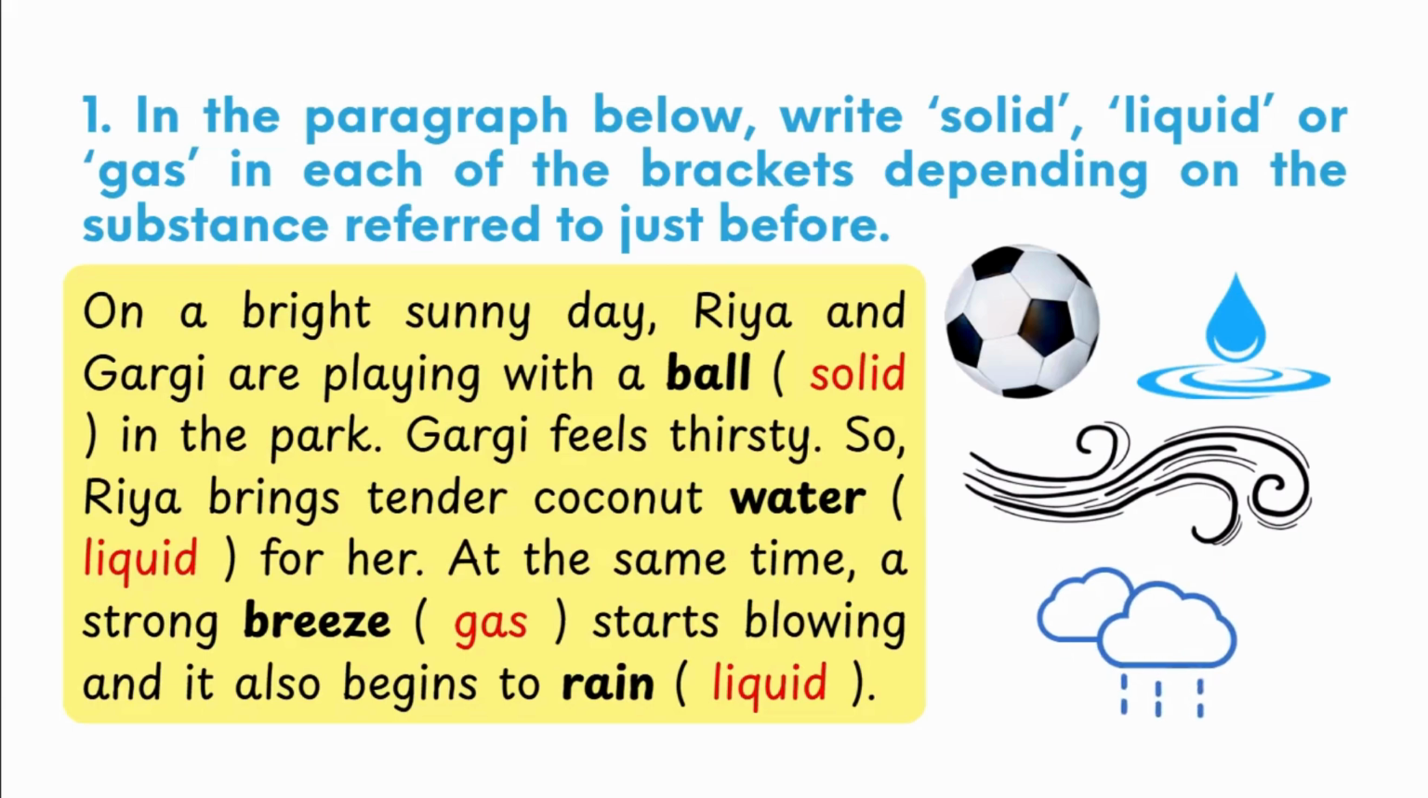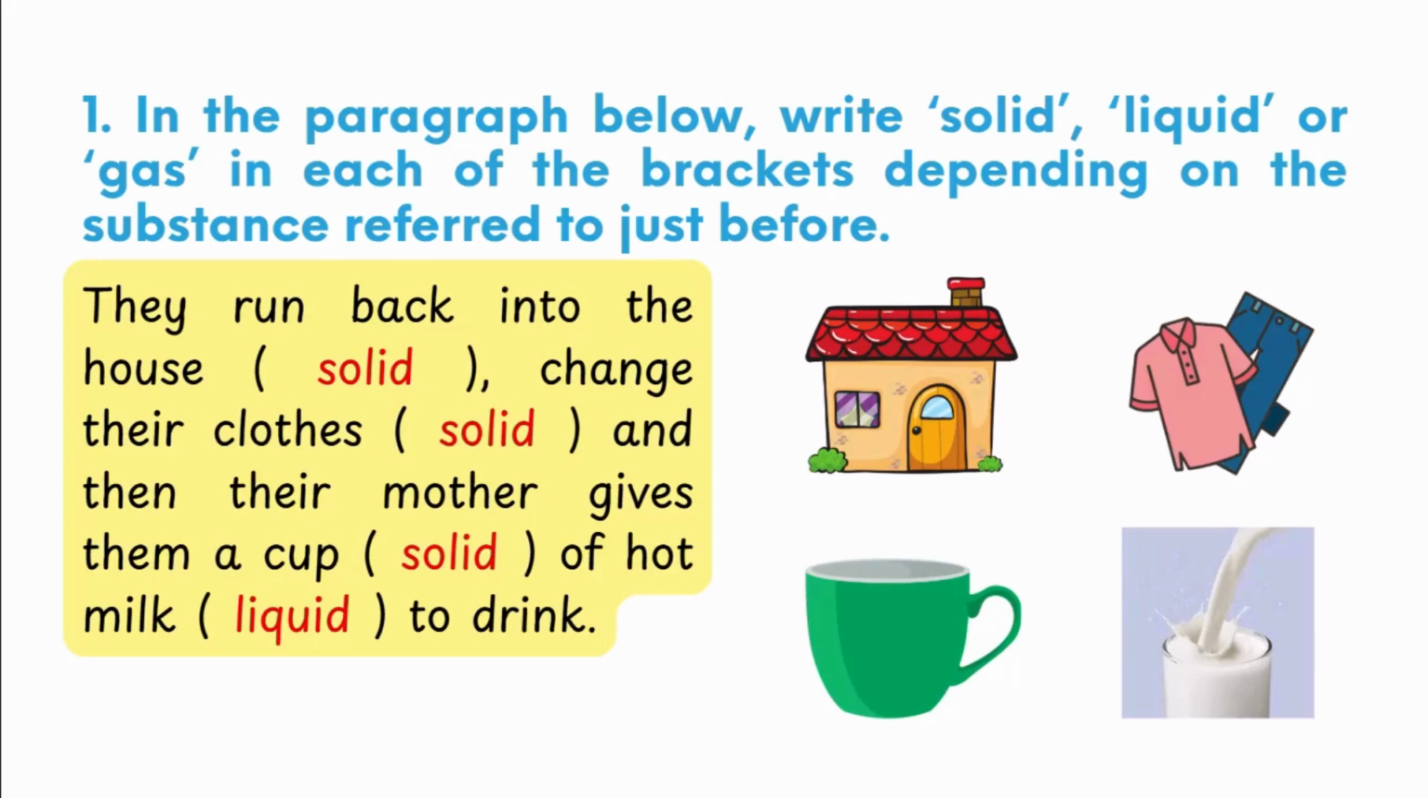And it also begins to rain. Rain is a liquid, that's why in the bracket it will be liquid here. Next, they run back into the house. A house is made up of solid things, that's why solid will come here.